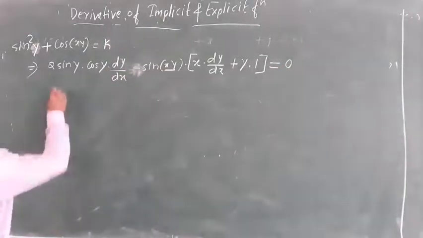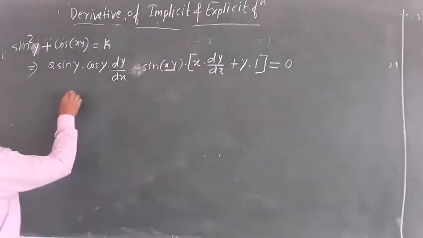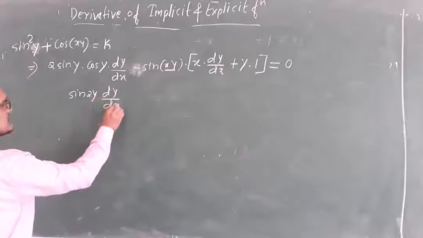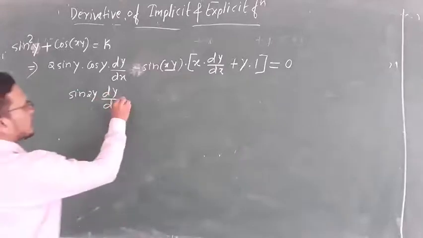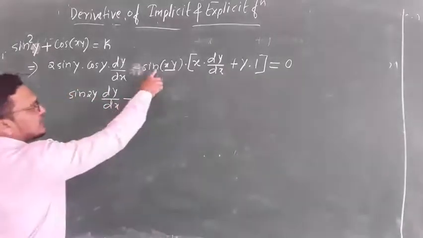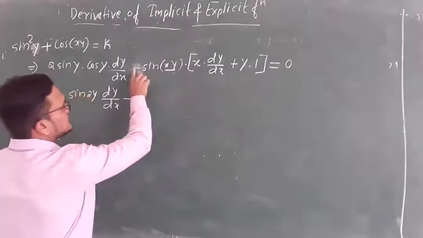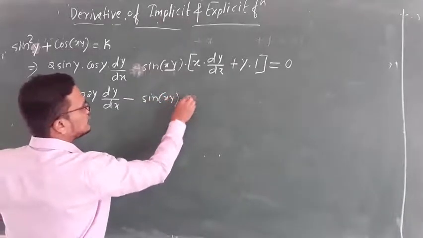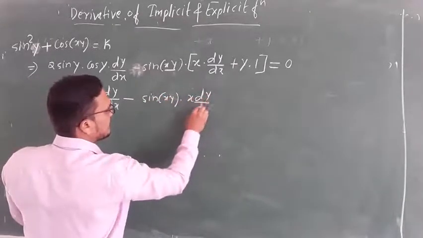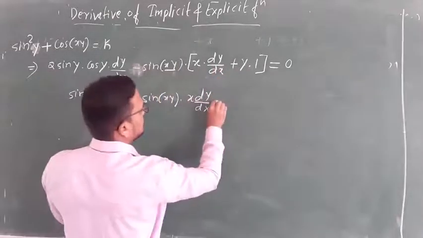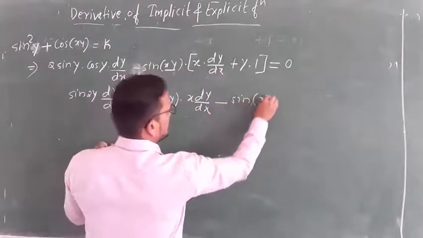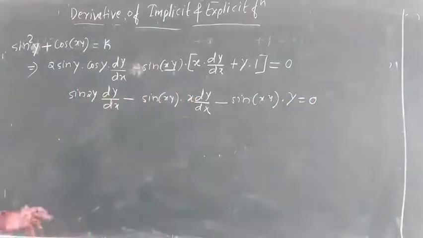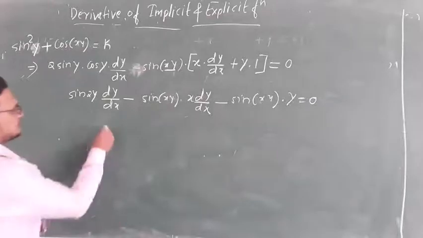So this is 2 into sin y into cos y, which is sin 2y. It is a formula of first year trigonometry. Now this sin of xy, multiply inside the bracket, so minus into plus is minus sin of xy into x dy by dx, minus into plus, minus sin of xy into y is equals to 0. You have to find dy by dx.